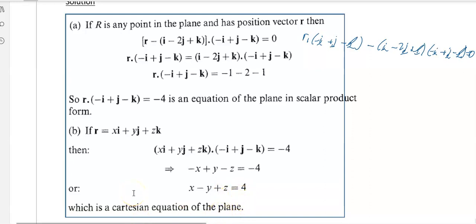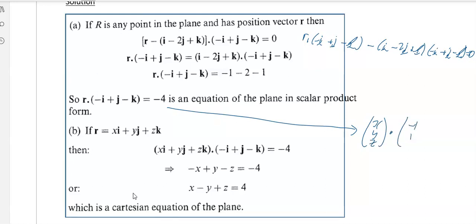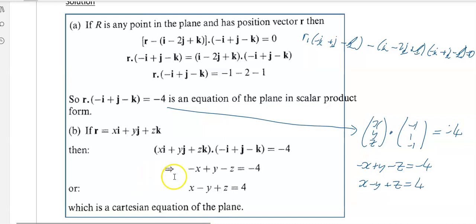Okay, you could have done this even easier if I looked at this and did it as a column vector, just to make it a wee bit quicker. I could just write it as a column vector, minus 1, 1, minus 1, equals, what was it, minus 4. And when you do that out, you're just going to get minus x plus y minus z is equal to minus 4. Then multiply through by minus 1 to give you x minus y plus z is equal to 4. So you can do it whatever way you want. Definitely I prefer the column vectors as it's much quicker.